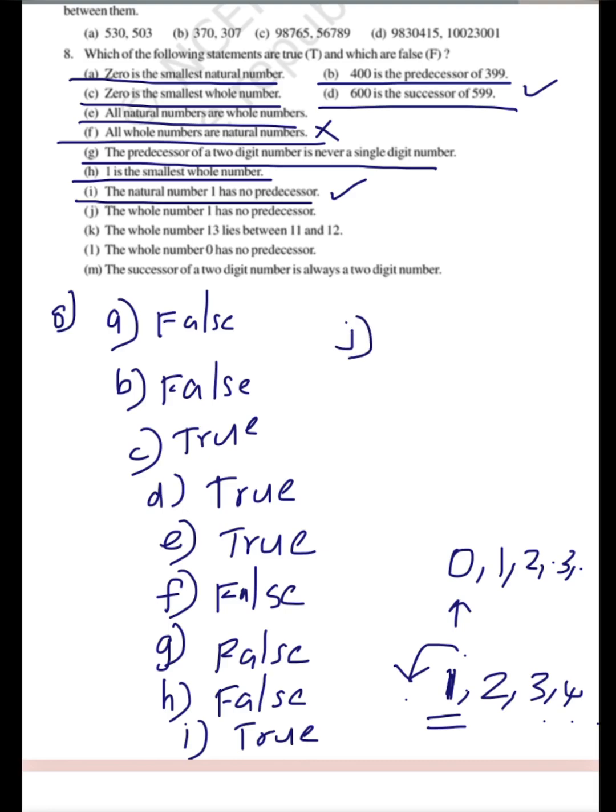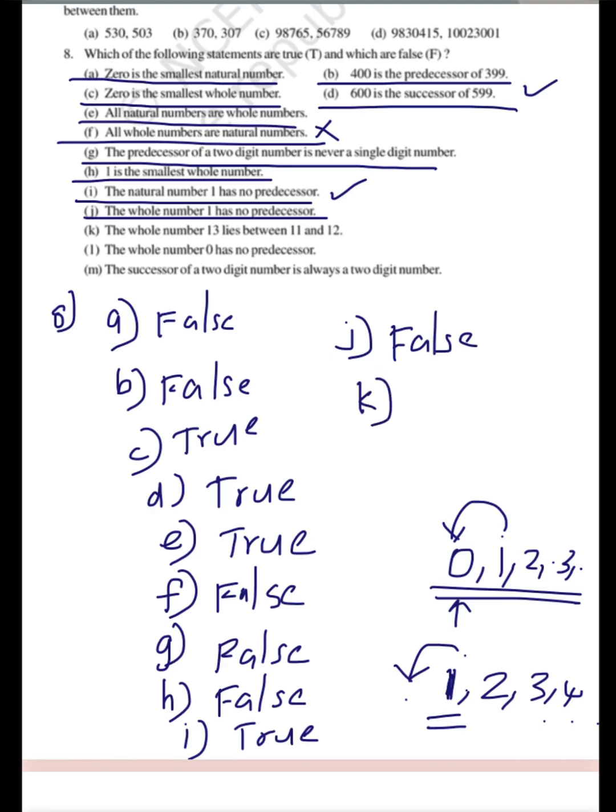Now what about J? The whole number 1 has no predecessor. Whole numbers are 0, 1, 2, 3, etc. So the predecessor of 1 is 0. That means the whole number 1 has a predecessor, which is 0. The statement says whole number 1 has no predecessor, but actually it does, so this statement is false.